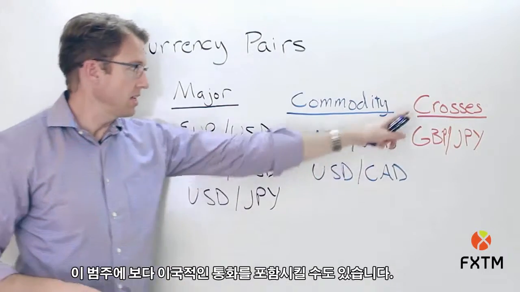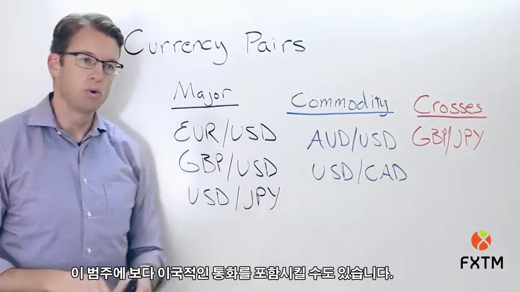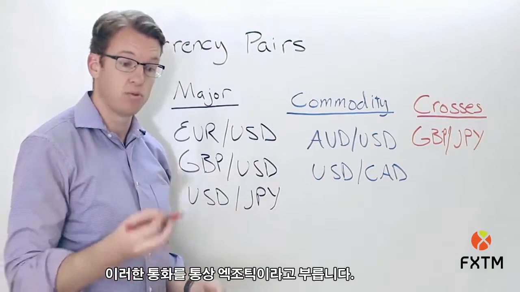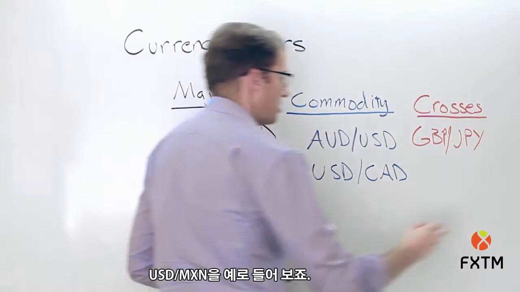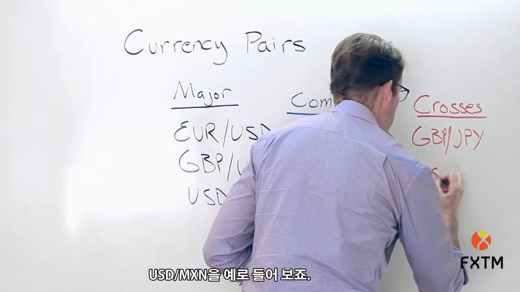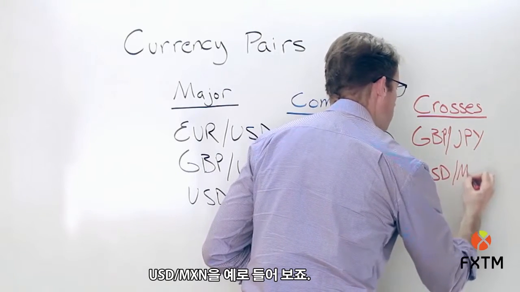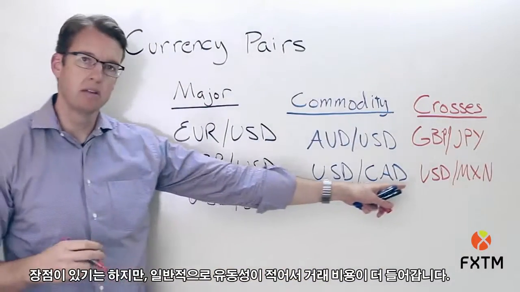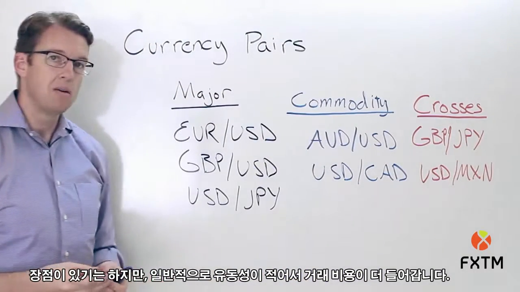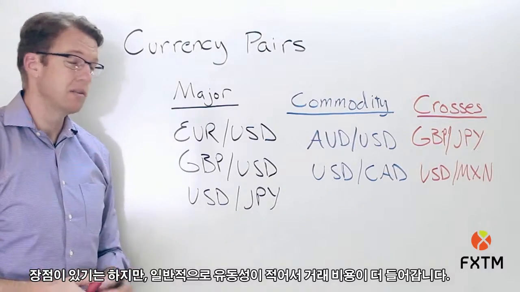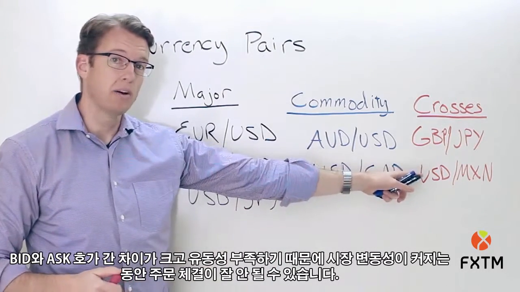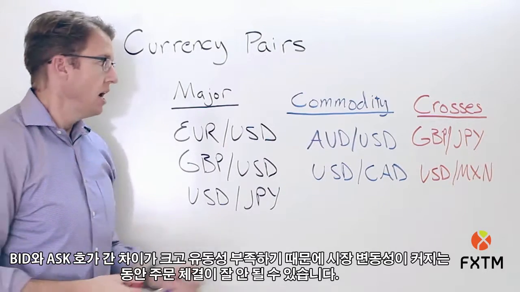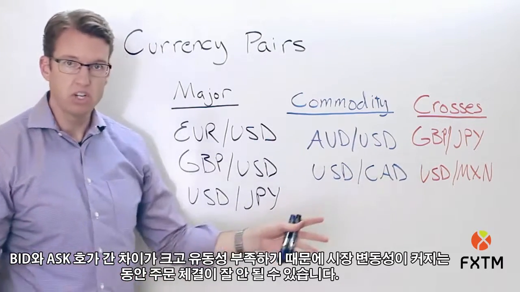Now, in this category, we might also throw currencies that are more exotic, and in fact, they're oftentimes referred to as exotics. Let's take, for example, the dollar to the Mexican peso. There are advantages here, but generally, because we have less liquidity, they will be a little bit more expensive to trade. The difference between the bid and the ask does tend to be wider, and illiquidity or problems getting an order filled during market volatility could be more challenging.